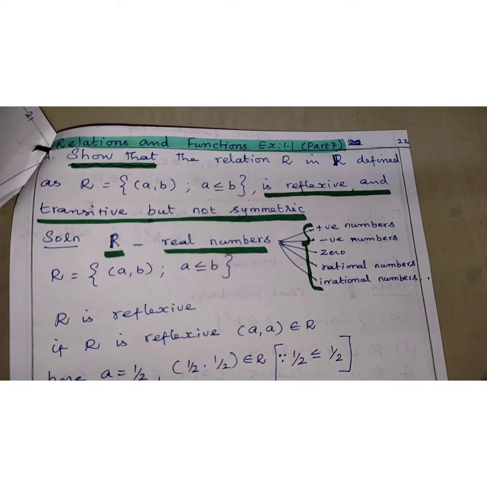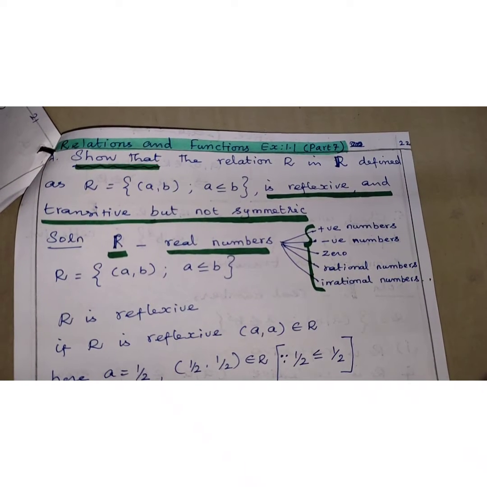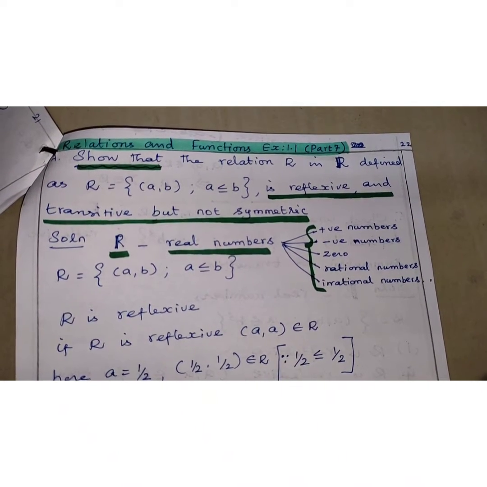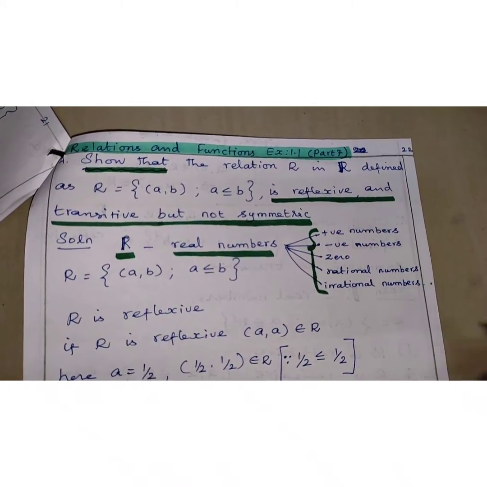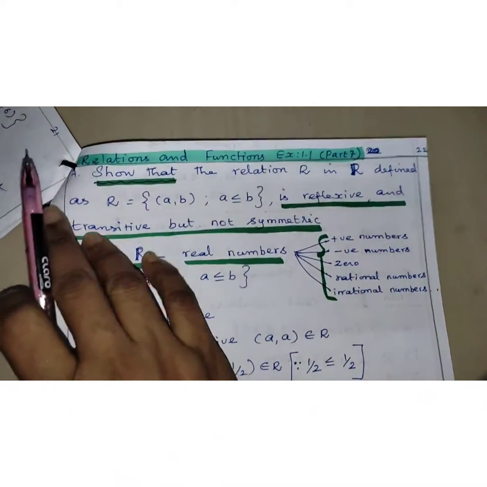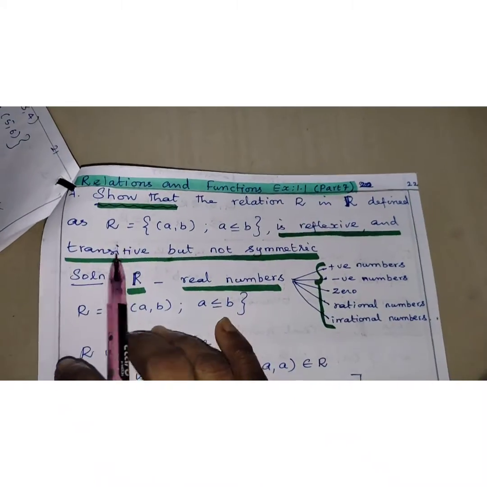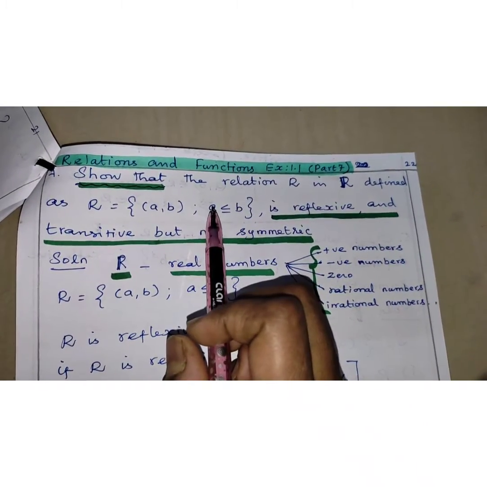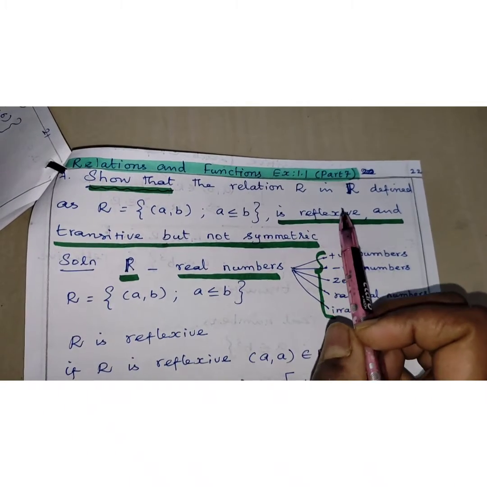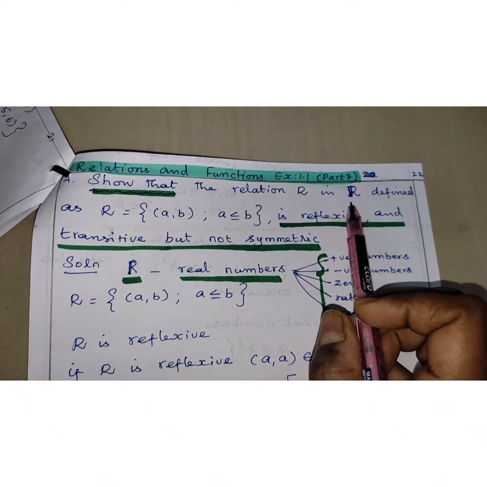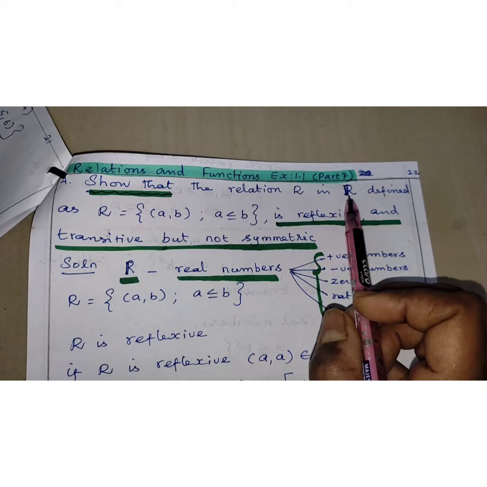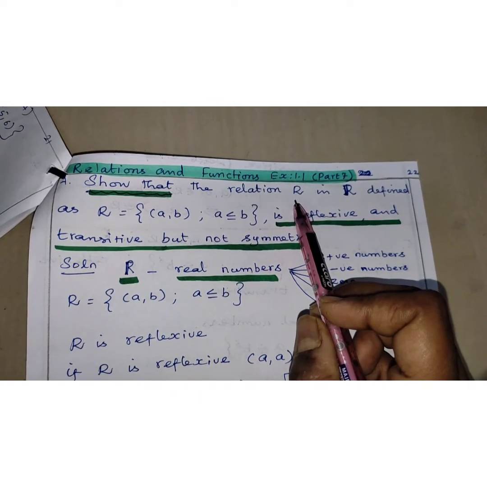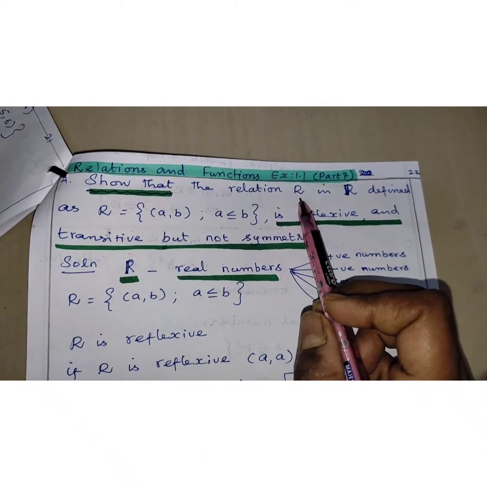In this video, we are going to discuss the first chapter, Relations and Functions, Exercise 1.1. The sum number is four. Show that the relation R in the real numbers. This R is the symbol of real numbers. This R is normal relation only.